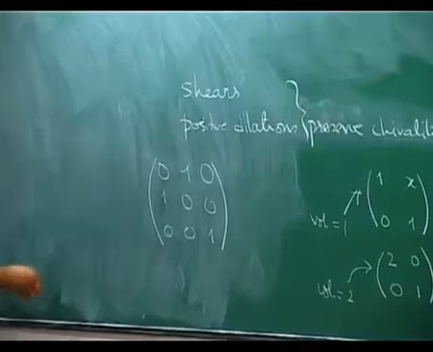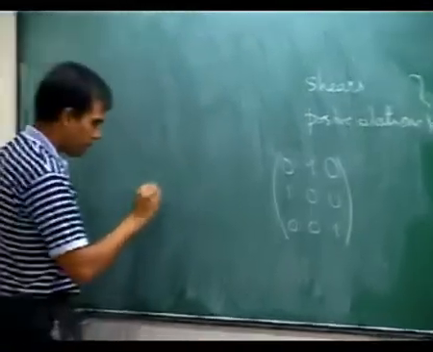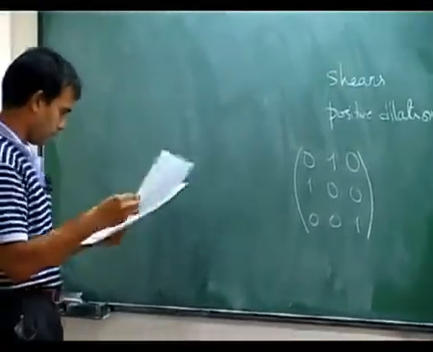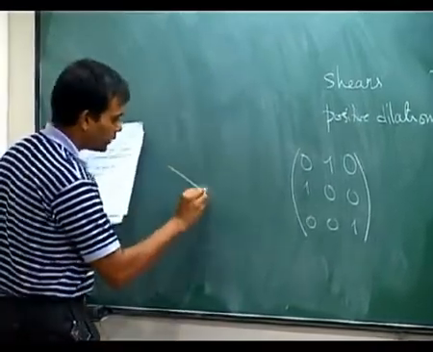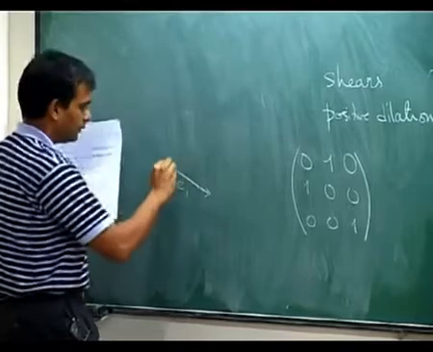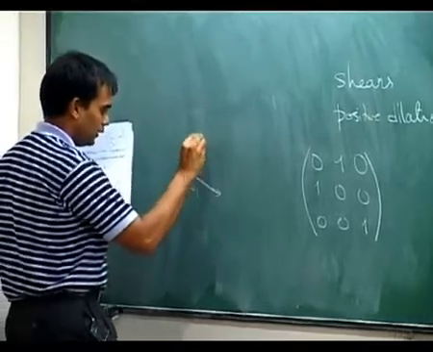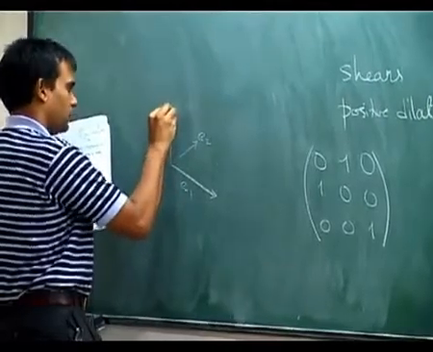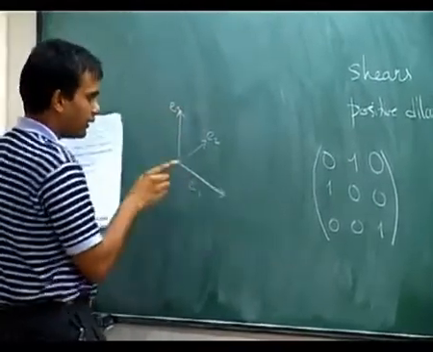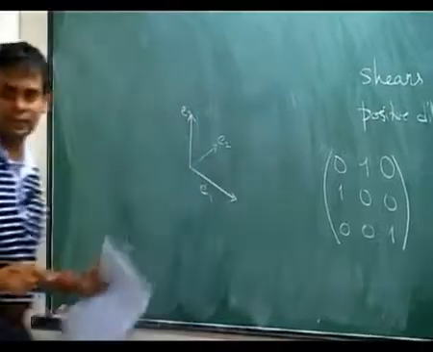So here, what does this do? Let's see. Let me draw my 3-dimensional coordinate system: E1, E2, E3. So this is the x direction, this is the y direction, this is the z direction.